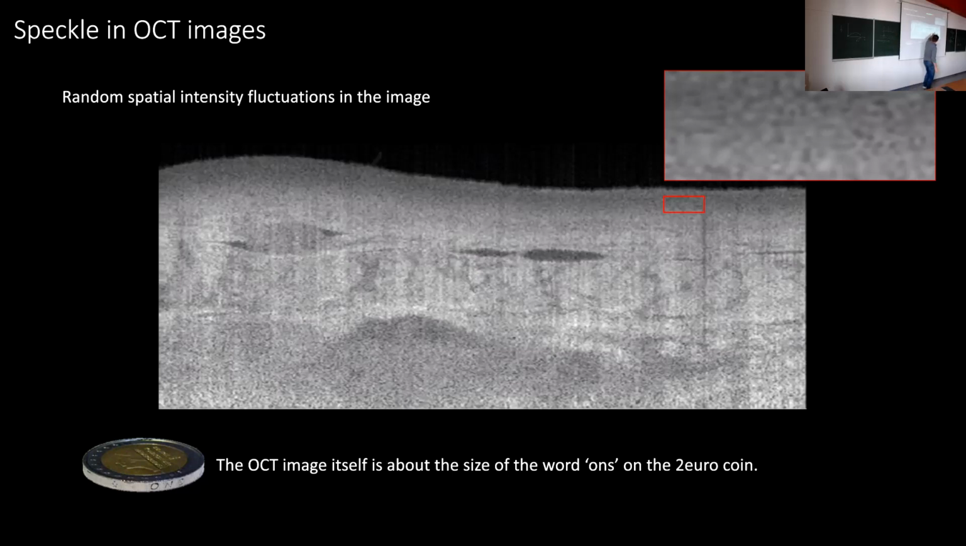If I zoom in on this part here, then this would be the OCT. What you see looks a little bit like turbulence. You have these shades of gray that sometimes are a little bit more intense, sometimes a little bit less intense. You know how that's called? It's speckle.